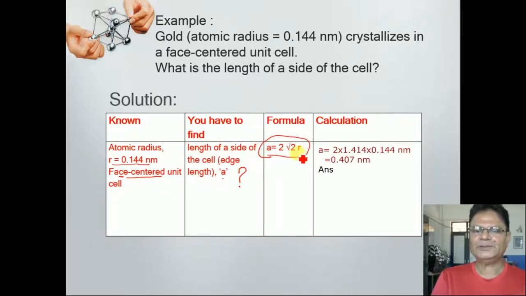Put the values in this equation. A is equal to 2 under root 2. Radius is 0.144 nanometer. So on putting the value, A is equal to 0.407 nanometer. This is the answer.